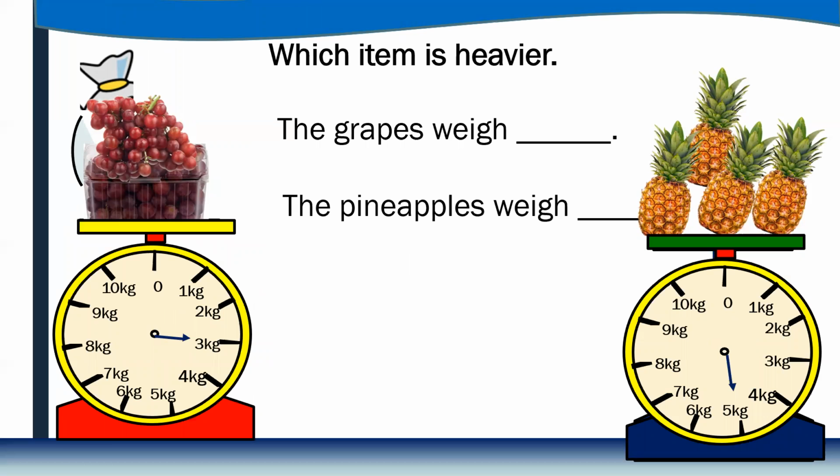Now look at the items on these 2 scales. I wonder if you can tell me which item is heavier. And how do you know, boys and girls? Wow. If you said you looked at how much each item weighs to find out which item is heavier, that is correct. Now let's complete the sentences to tell how much each item weighs. Do you know how much the grape weighs? Excellent, boys and girls. And how do you know?